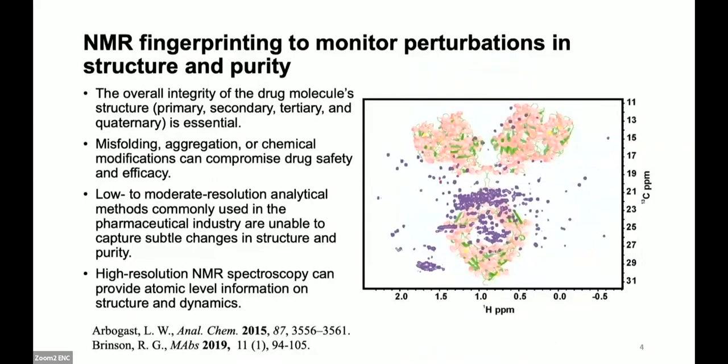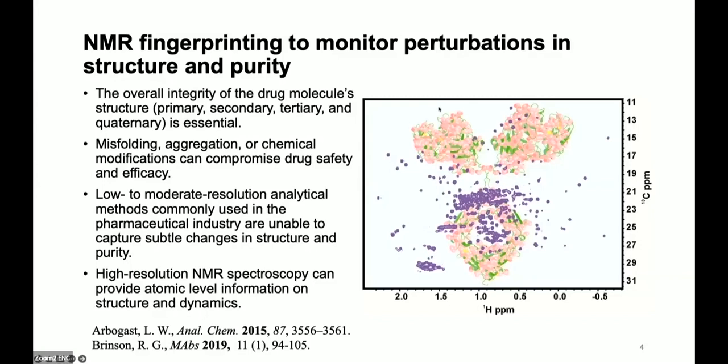NMR fingerprinting has emerged as a powerful technique to characterize the overall structure and purity of protein-based drugs, including large monoclonal antibodies, or mAbs. These methods are fit for purpose depending on the size of the molecule of interest, as well as its chemical class. In the case of monoclonal antibodies, methyl 2D proton-carbon fingerprints seem to be the method of choice, as shown here on the right.